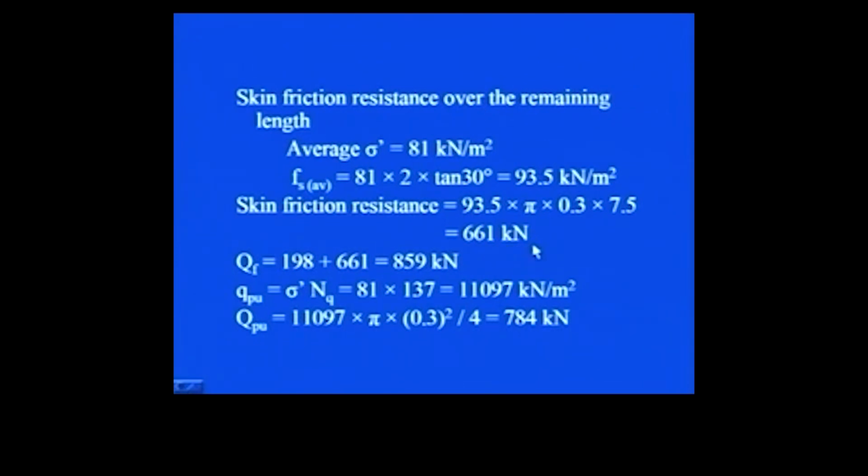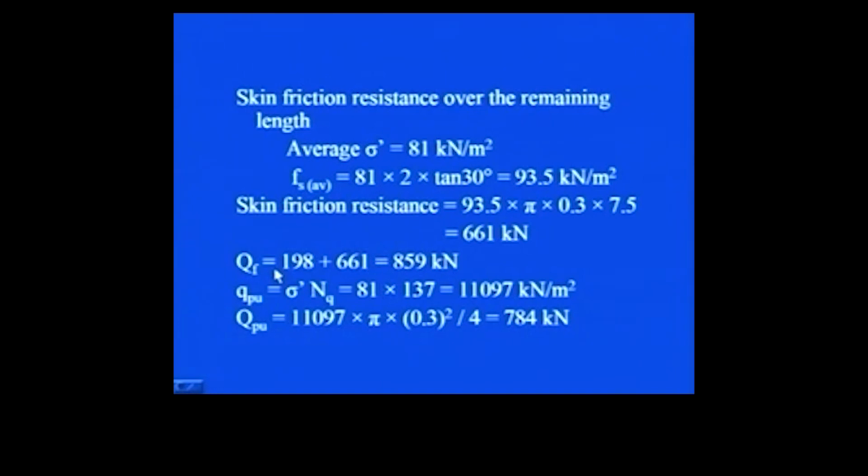kilonewton. So, the total skin friction resistance will be 198, which was contributed by the length 4.5 meter from the ground surface, and then plus 661, which is due to the remaining length of the pile. So, that will work out to be 859 kilonewton. Then Qpu will be, this is related to your skin friction resistance.